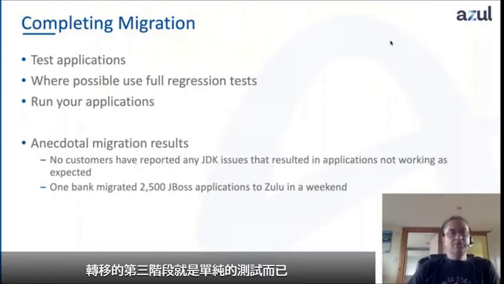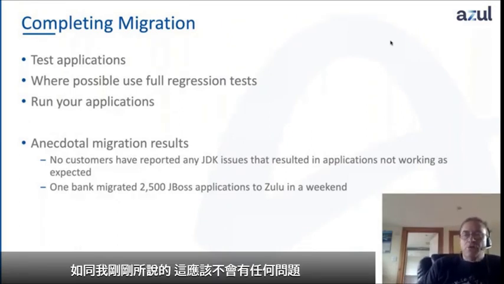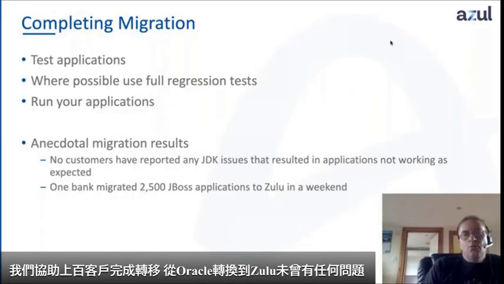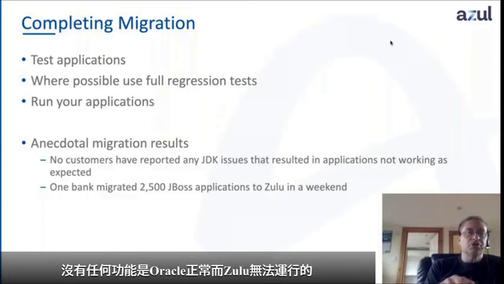The third phase, completing migration, is really just about testing. As I've said, there really shouldn't be any problems, and what I've got here is some anecdotal migration results. What we found is that, hand on heart, no customers that we've had, and there are literally hundreds of customers who've made the migration from Oracle to Azul, none of those customers have ever reported an issue as a result of some different functionality or some different way that the Zulu JDK works compared to Oracle.